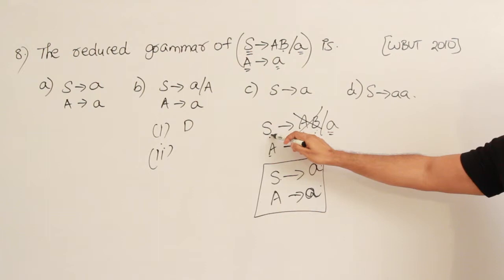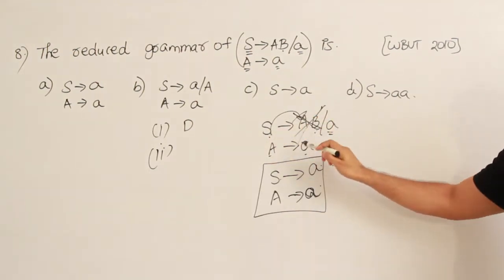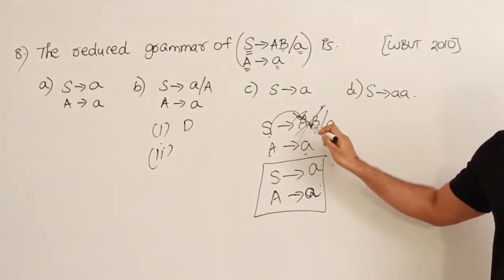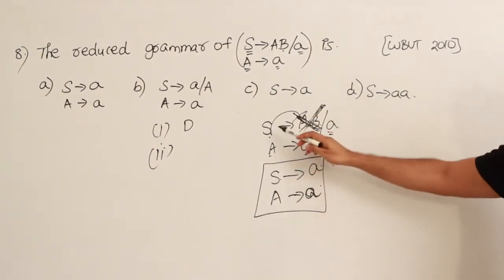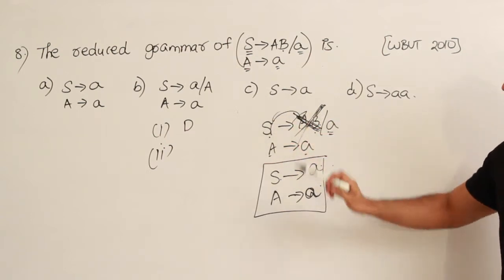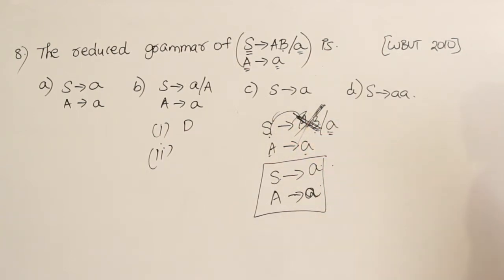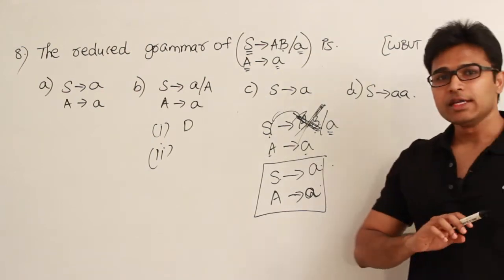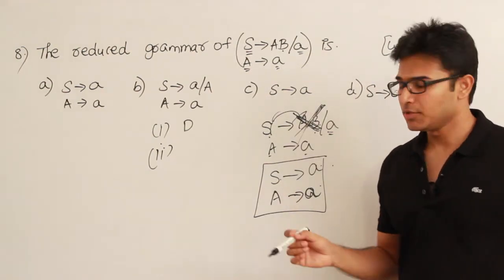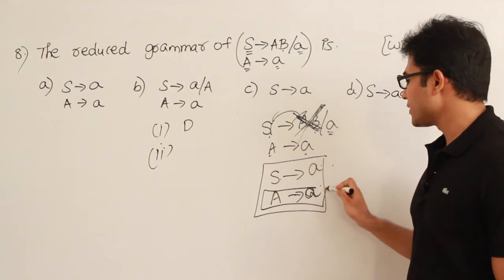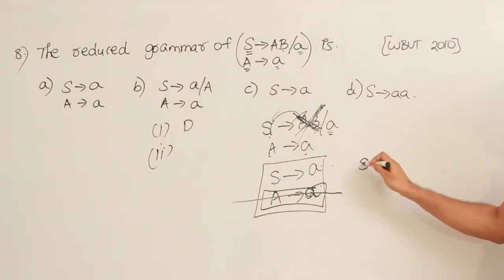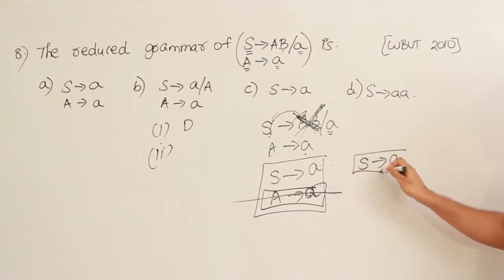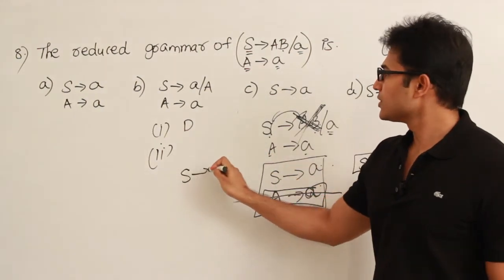Earlier you were able to reach A from S, but after deleting this, see, don't delete only B alone, you have to delete the production completely. After deleting this production, you cannot reach A directly, isn't it? Therefore, A has become unreachable. So delete all the productions which are unreachable. Therefore, you are going to delete A. Completely it is going to be deleted. Then what is remaining? S derives A is remaining. Got it? Therefore, the final answer is S derives A.